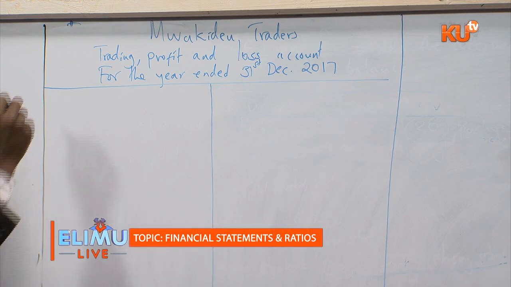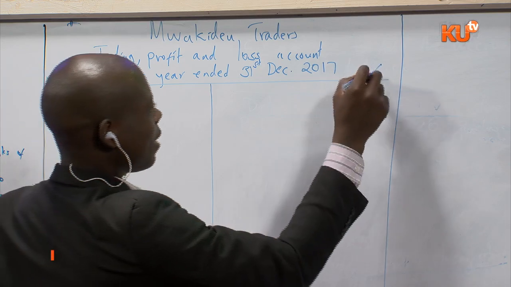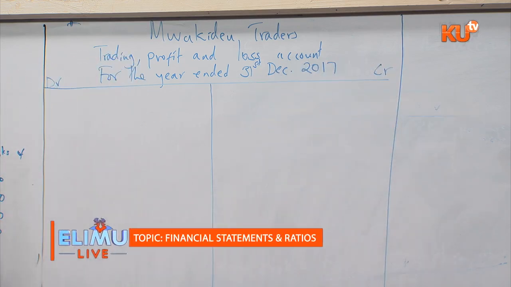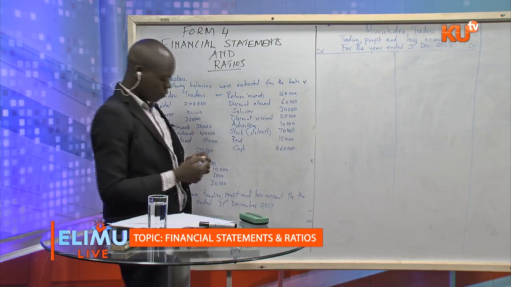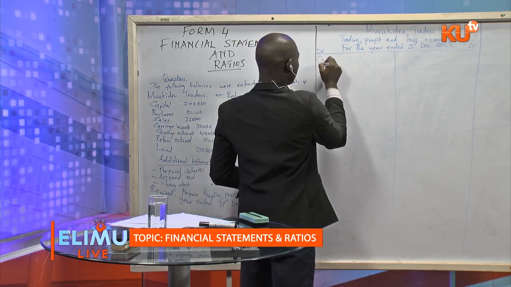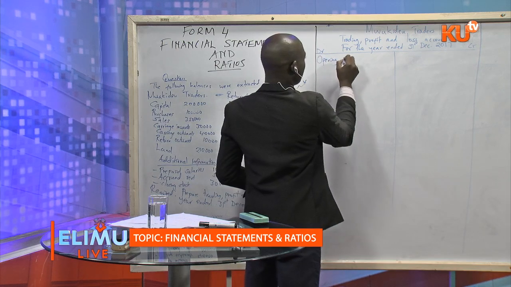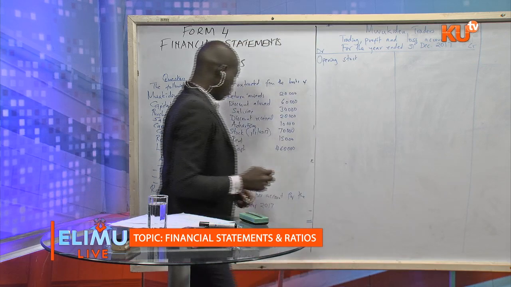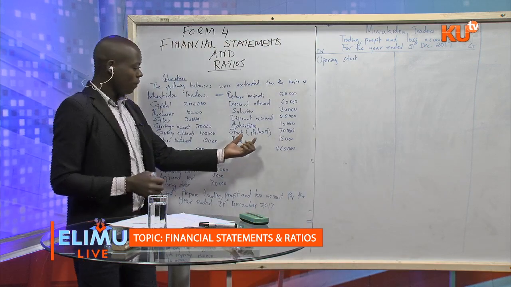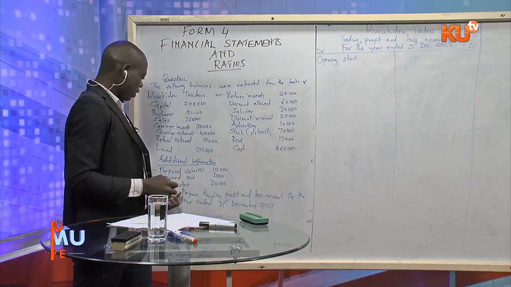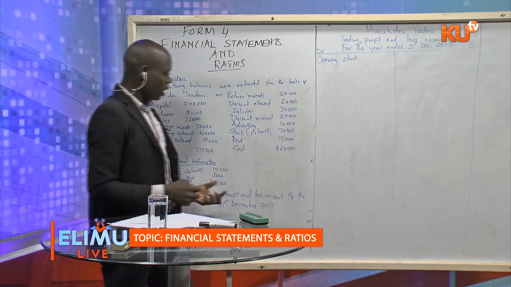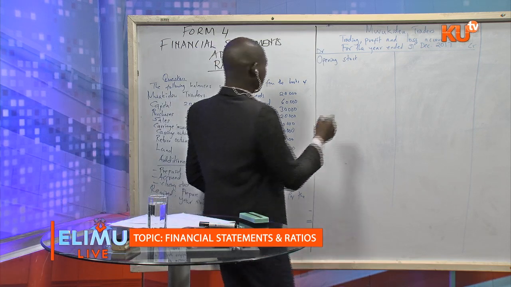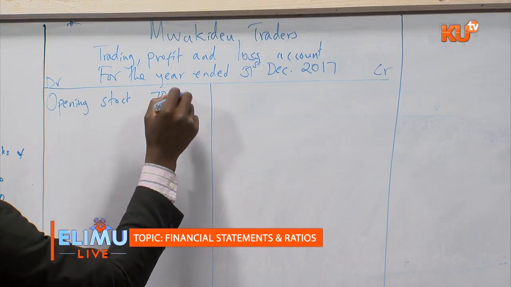So let's see. We have the DR side and the CR side. The first thing you need to do in the trading profit and loss account is to record the opening stock. The value for the opening stock is given. It is clear that this is the opening stock because it is as at 1st of January. We record it as 70,000.